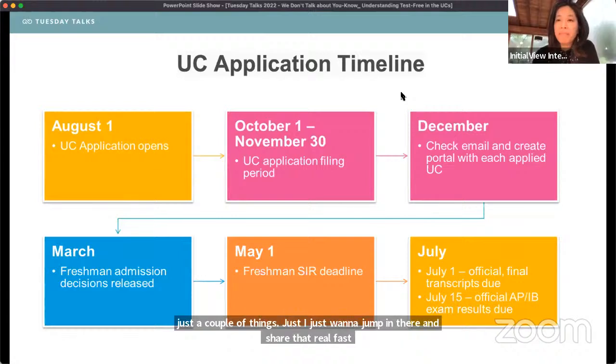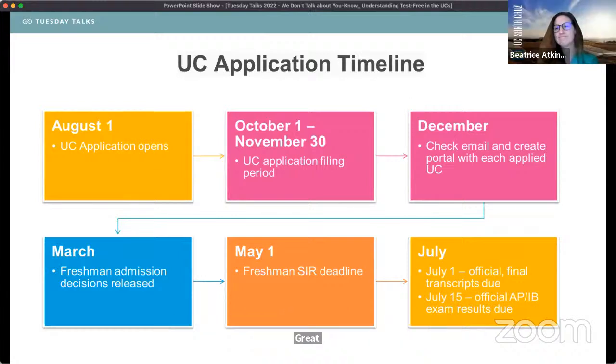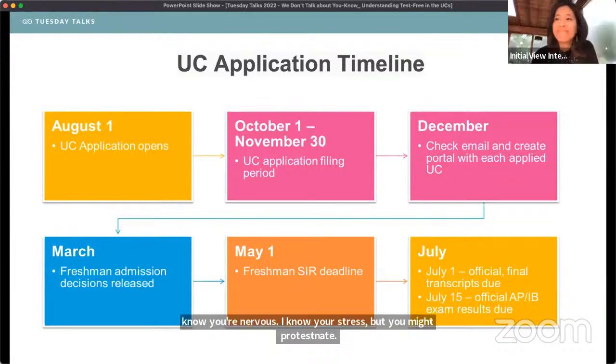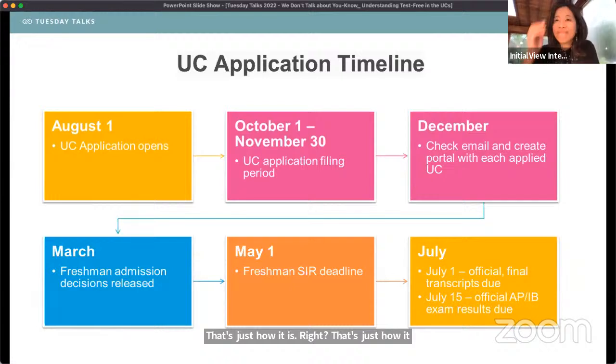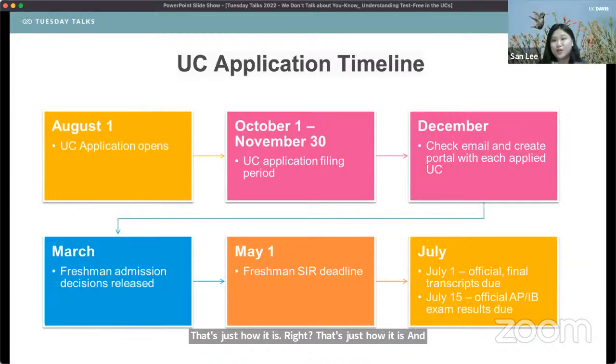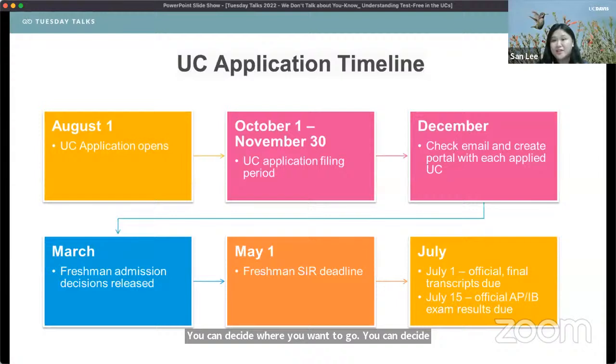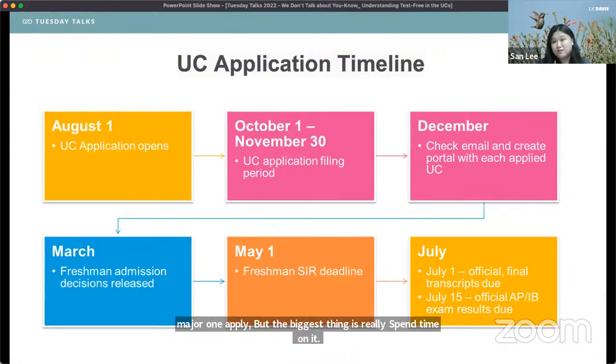Great. I'd say right now for the seniors that you're applying, I know you're nervous, I know you're stressed, but you might procrastinate. That's just how it is, right? I'm going to tell you that the UC application itself is only for the University of California, all 9 campuses. You can decide where you want to go. You can decide what major you want to apply to. But the biggest thing is really spend time on it. I always tell students that the UC application is not a difficult application.